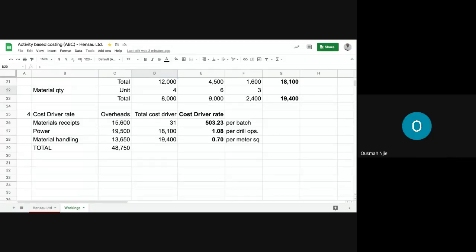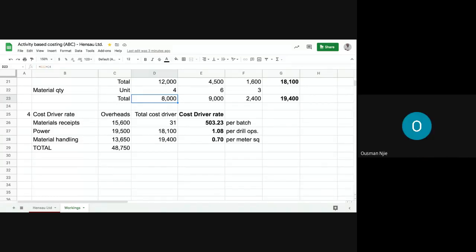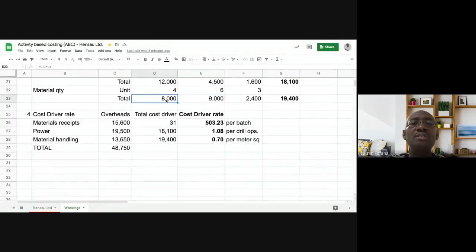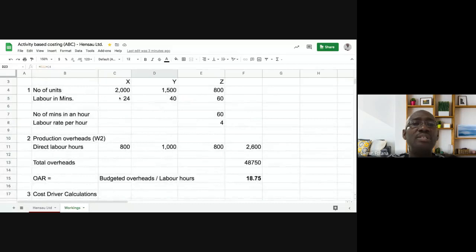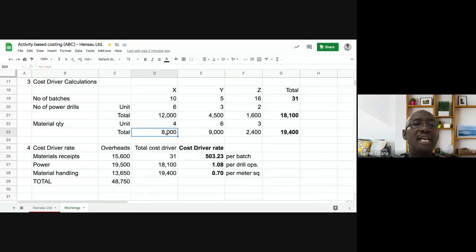Okay. Under the material quantity, we have a total of 8,000 under X. Is it? Yes, 8,000. So now that means the total cost that we have for the department X, we will multiply by 8,000 and also multiply by 12,000 separately. No, don't confuse this 8,000 with this 2,000 and 1,500. This 8,000 here is 8,000 meters square of material.